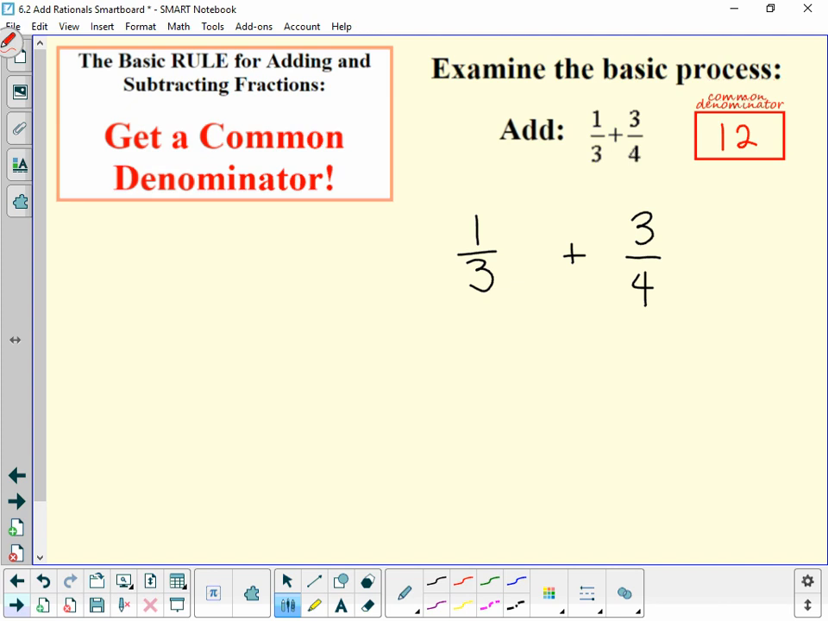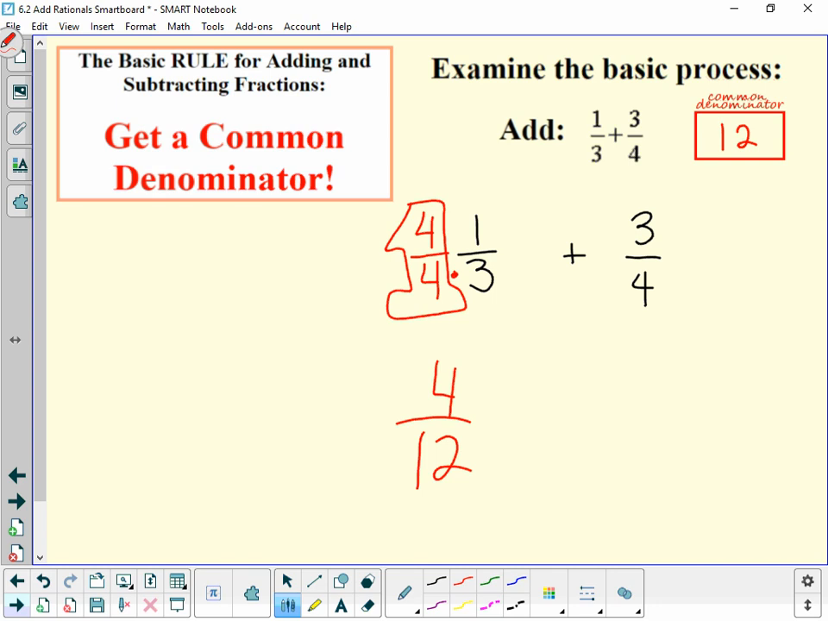Well, right now this one has a 3, so we need to times it by 4 to make it 12. And we can't change the quantity here, so we have to times it by 4 over 4. It's just a fancy number 1. So the quantity that this becomes is 4/12. That's the same as 1/3. We haven't changed the quantity there. It's just in a different form, but it's exactly the same amount.